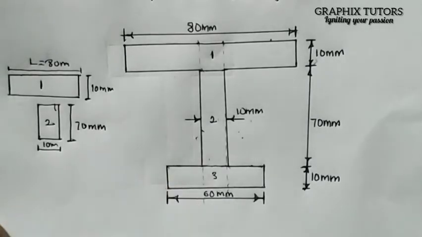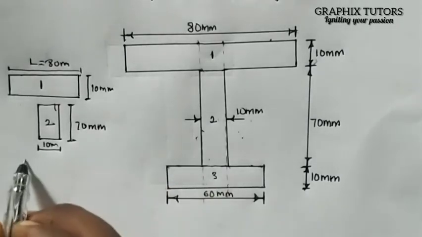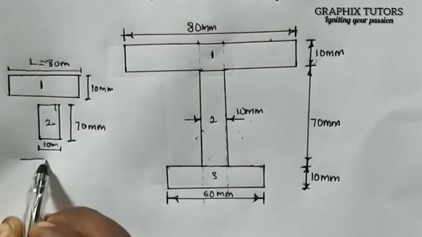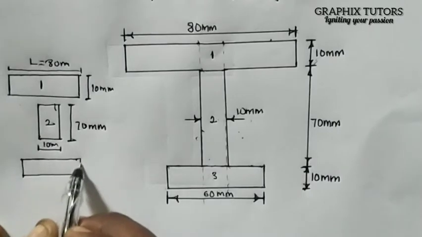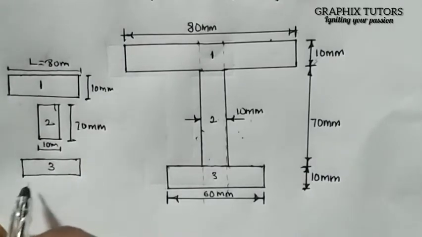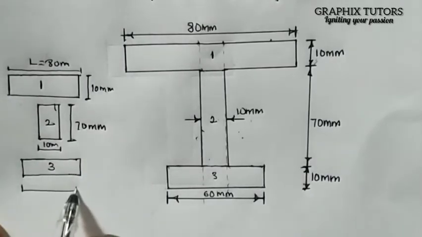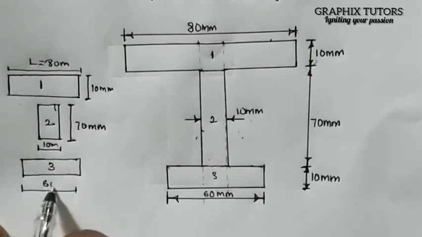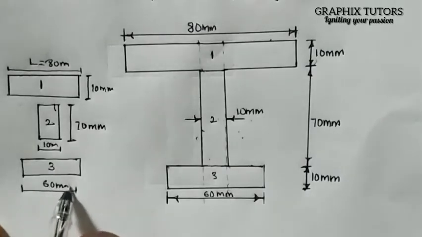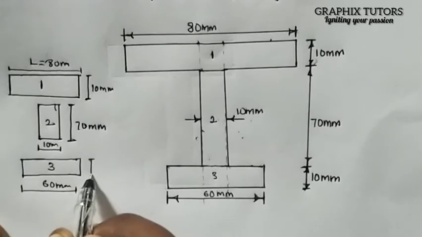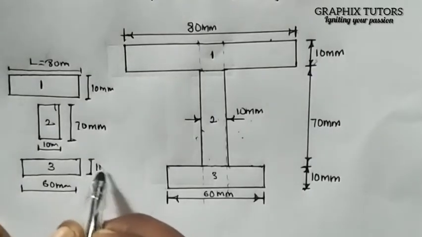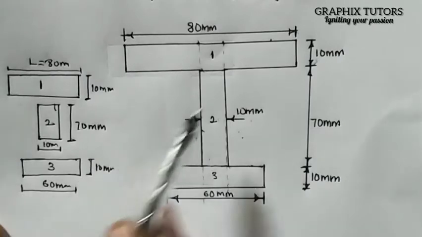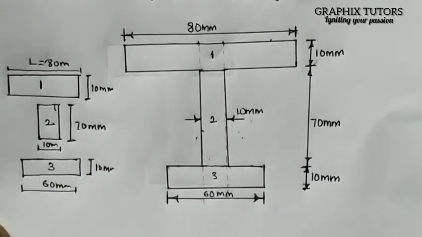Now also for the lowest part, which is 3, we're going to have this way. That's the third figure. The length from here to here is given as 60 millimeter, and the height, or the breadth, is given as 10 millimeter. So this is what you have if you break them into this three-way.